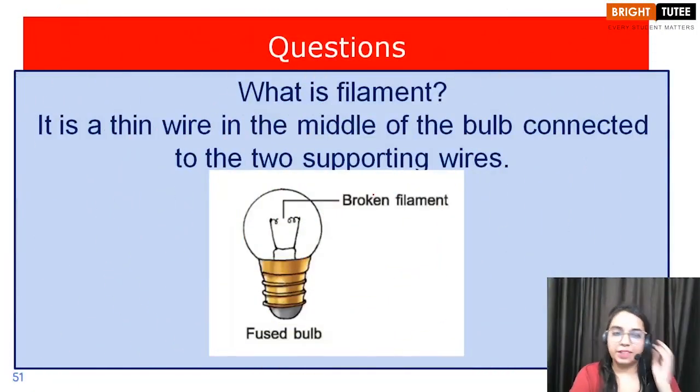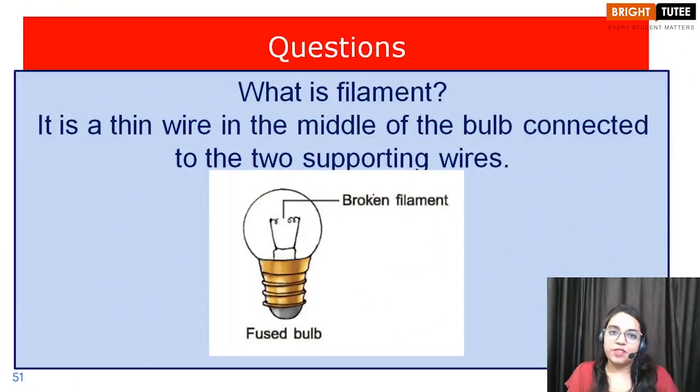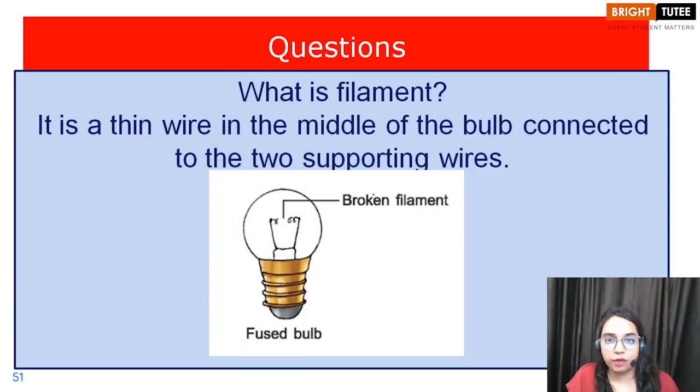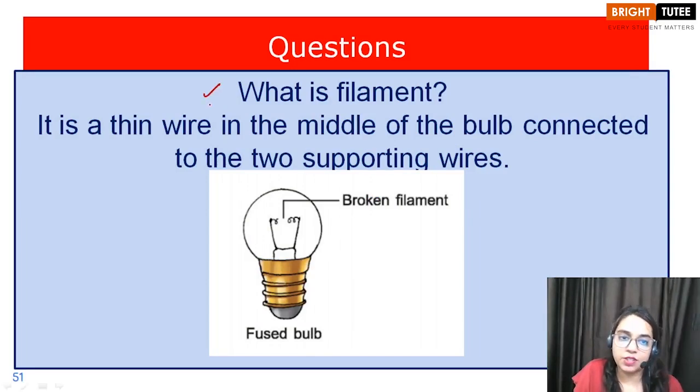Hello children, welcome to the session. In this session, we are going to discuss the questions and answers from the topic that we have covered so far. So children, let us begin with the first question on our screens. It says, what is a filament?